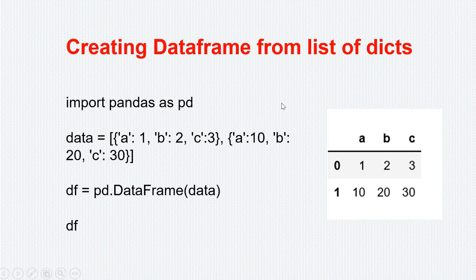Now creating a DataFrame from a list of dictionaries. This is a list, square bracket. In the square bracket, you are taking the dictionaries, a list of dictionaries. First dictionary contains a, b and c with values 1, 2, 3. And the other dictionary contains a, b, c with values 10, 20, 30. See, this is the output of the DataFrame created.